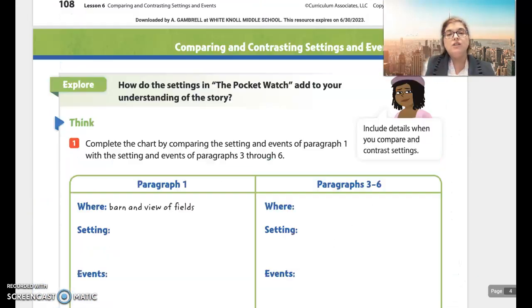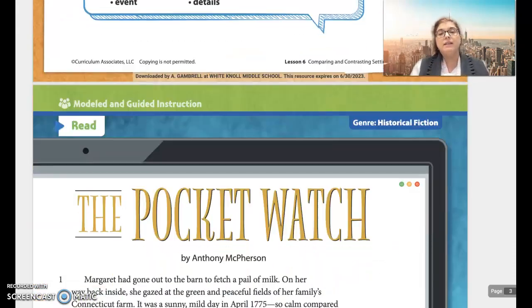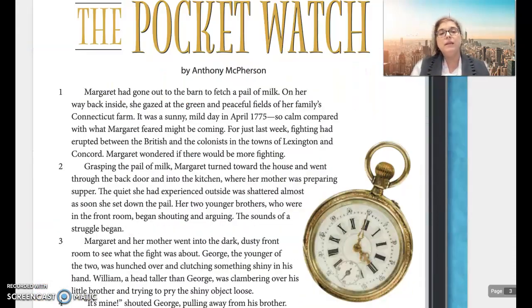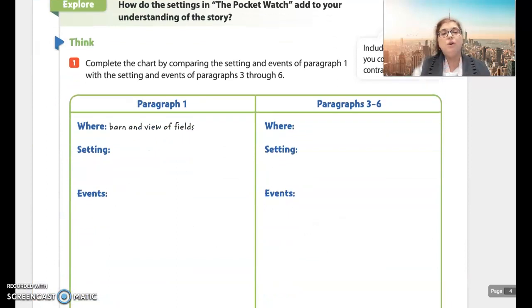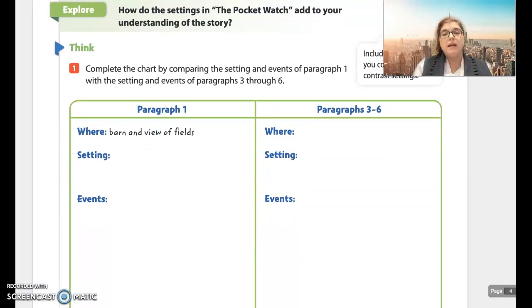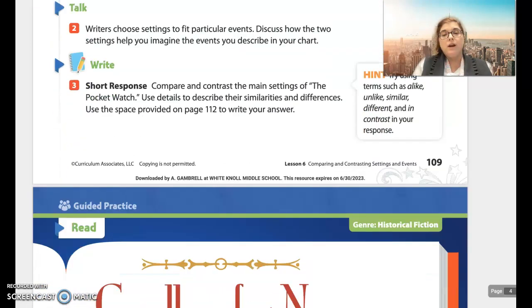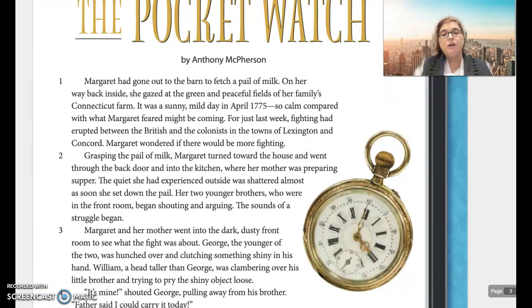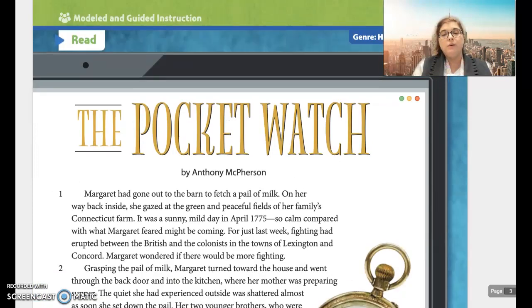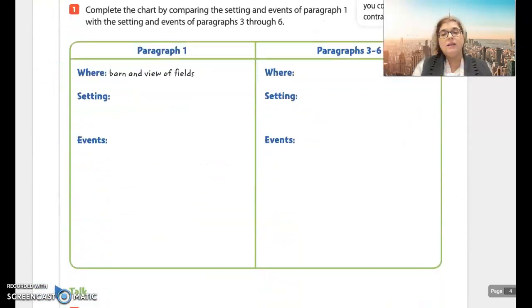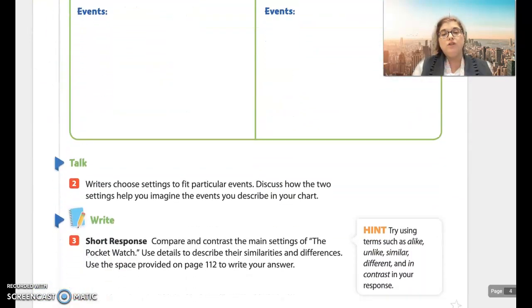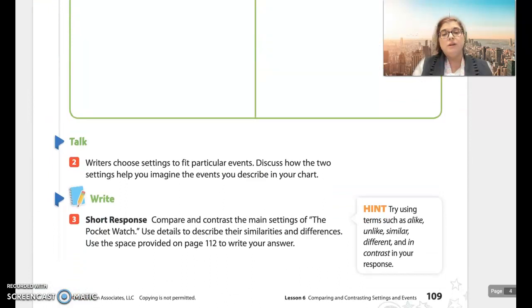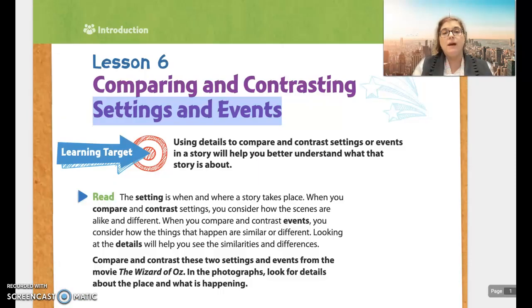All right, so that is what your work is today. So classwork is, we're going to read the pocket watch, and then we're going to do the work on this page, page 109. We're going to read page 108, and then we are going to answer page 109, just page 108 and 109 today.